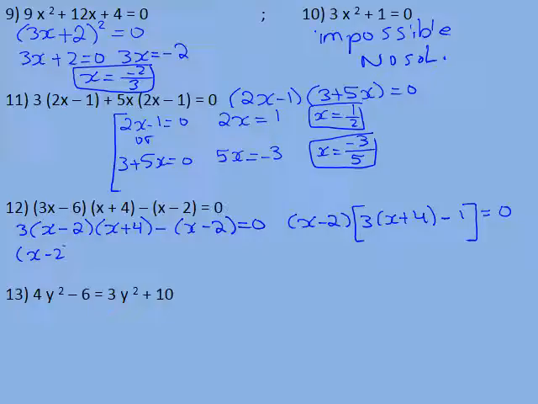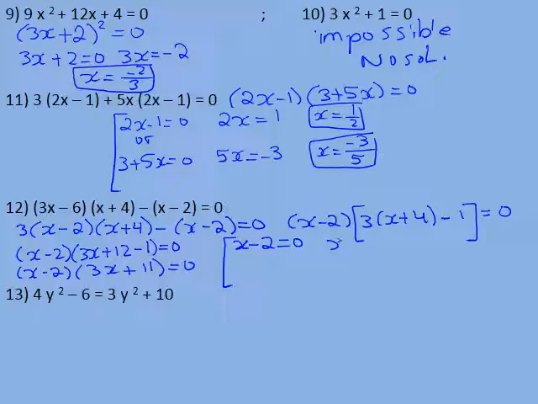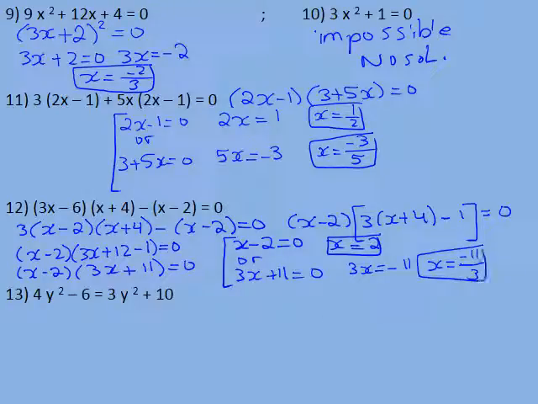Now (x - 2)(3x + 11) = 0. So now x - 2 = 0 or 3x + 11 = 0. How many solutions do we have? Two solutions. The first one: x - 2 = 0, then x = 2. This is the first solution. Or 3x + 11 = 0, 3x = -11, then x = -11/3. This is the second solution.